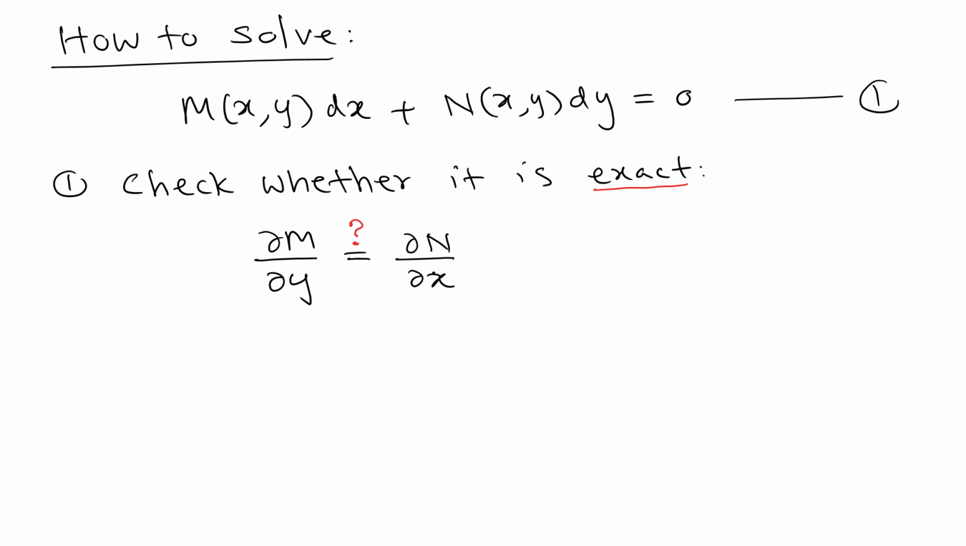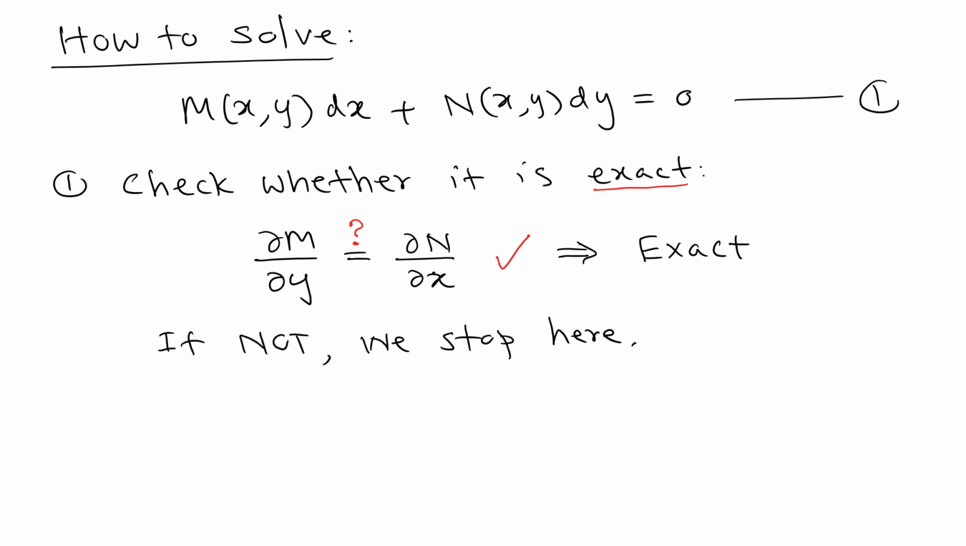So you take the partial derivative of the M term with respect to y, and the partial derivative of the N term with respect to x, and check whether they are equal. If they are equal, then we know that it's exact. So that means we're going to follow the steps. And if it is not exact, we're going to stop here, because we can't use the method that we discuss here.